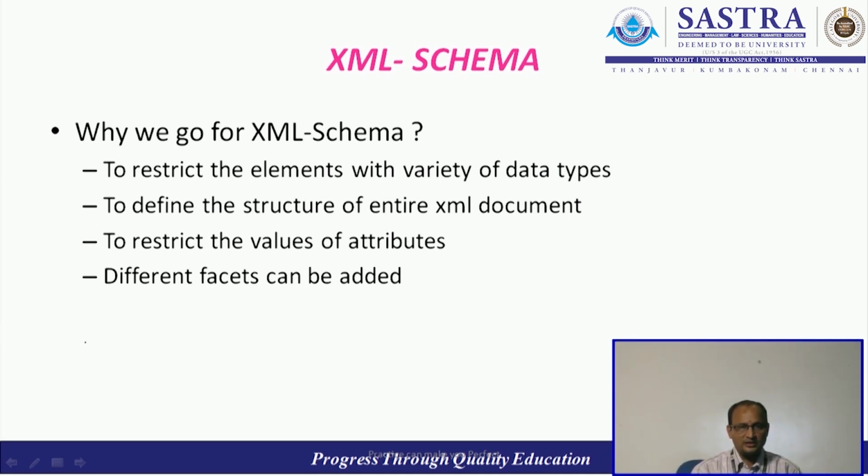Document type definition, that is DTD, cannot validate a particular element and text, but it can validate only the structure and the overall structure of the XML document. Attributes, number of attributes, number of child elements can be restricted in document type definition. The same way XML schema also has this kind of restrictions.